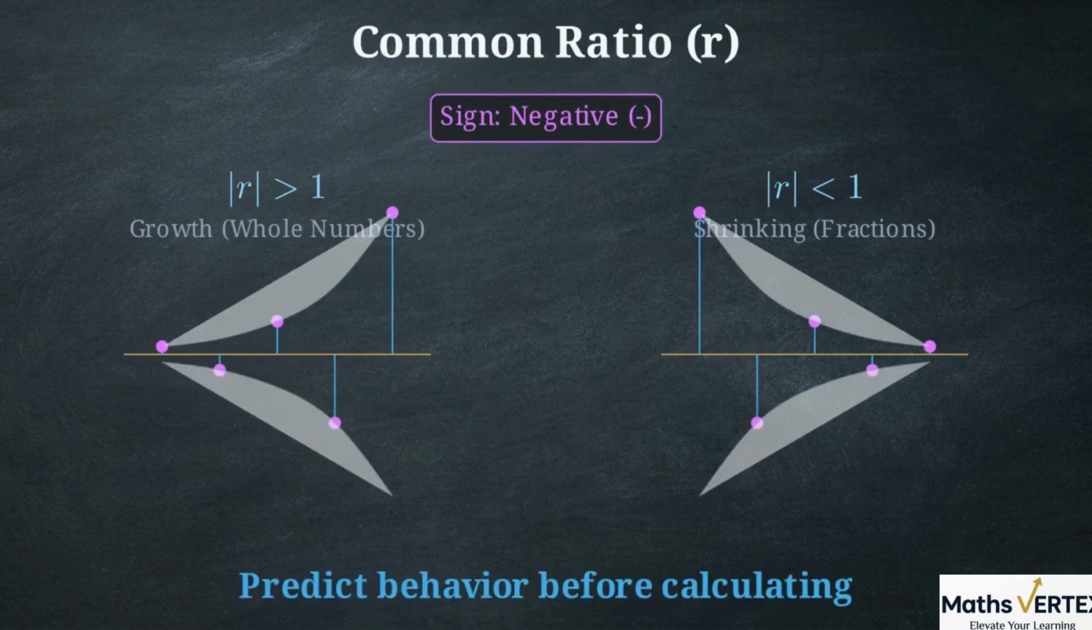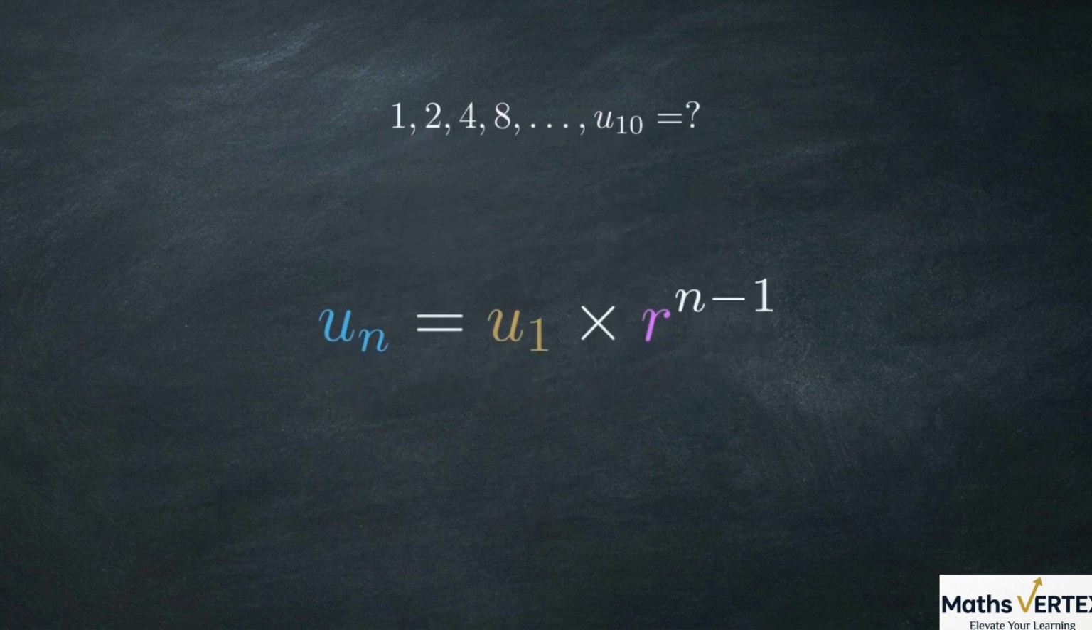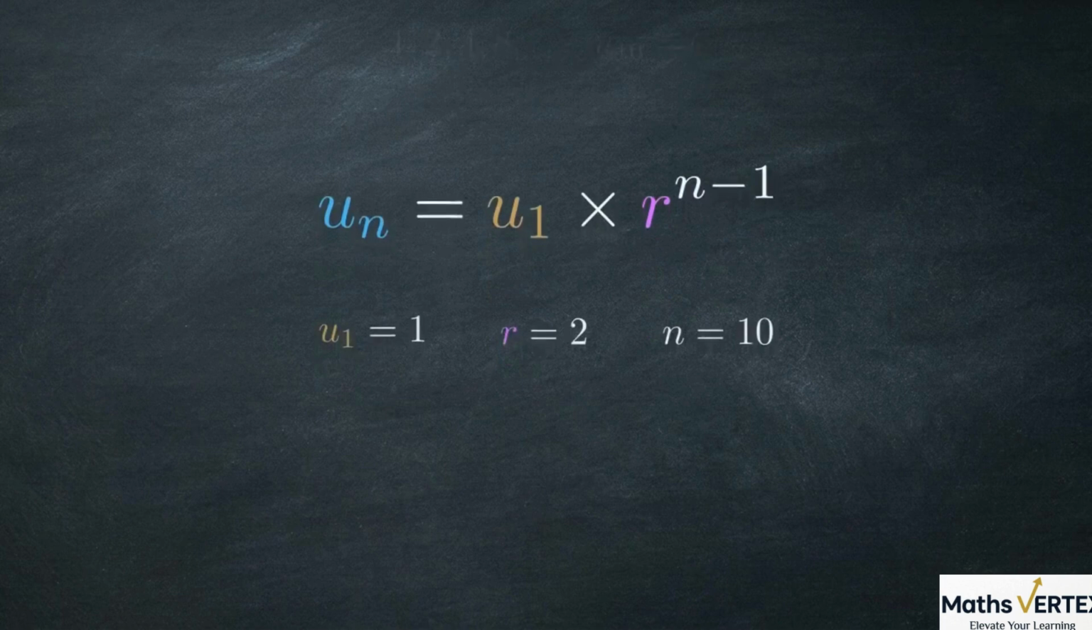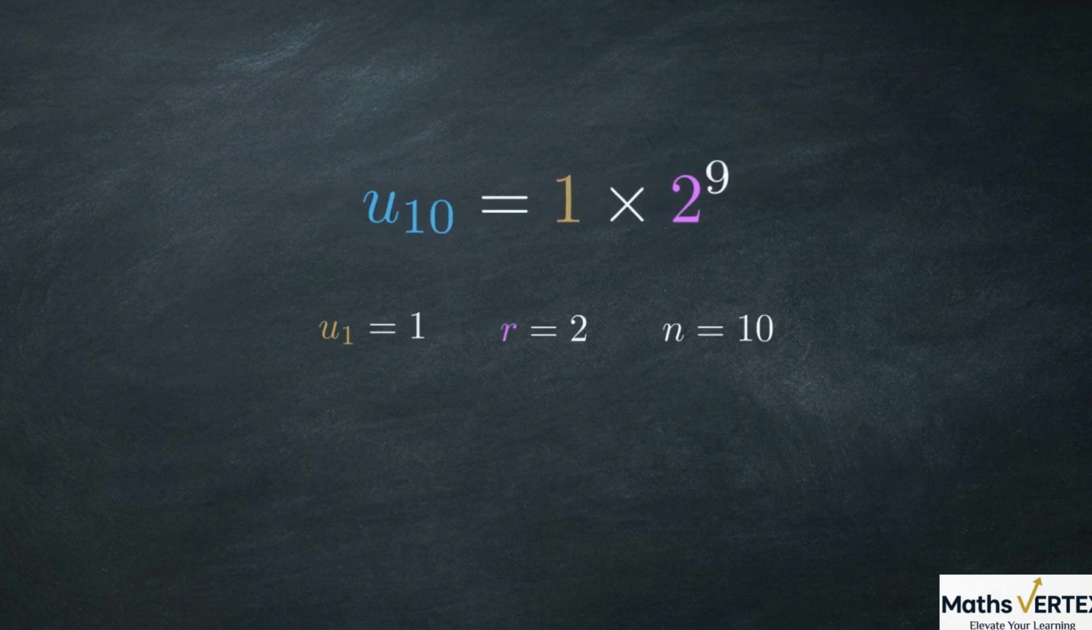This formula allows us to find specific future terms without calculating every step in between. u_n equals the first term, u_1, multiplied by the ratio to the power of n minus 1. To find the 10th term of our first sequence, we substitute 1 for u_1, 2 for r, and 10 for n. That gives us 1 times 2 to the power of 9, which is 512.